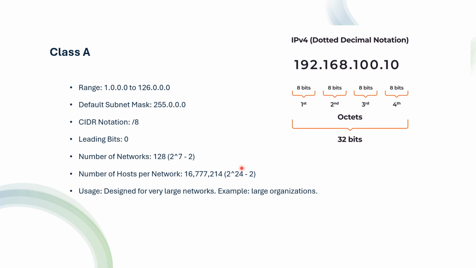Here again, the minus 2 is due to the dotted representation: 0.0.0 is reserved for the network address or representation of the network, and 1.1.1.1 is reserved for the broadcast. That's why the number of hosts per network is 2 to the power 24 minus 2, since 24 bits are reserved for the host.